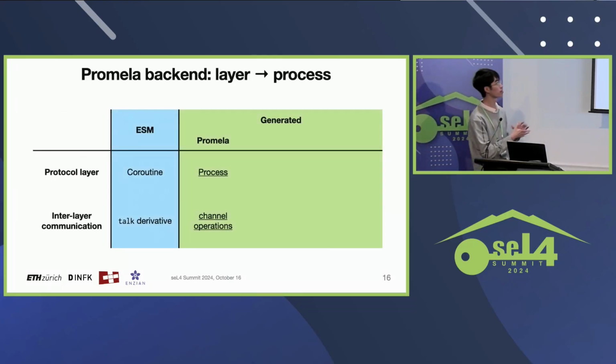Before I dive into the C backend, we can start filling this table as a quick summary. Layers are specified as coroutines in ESM, which map to processes in Promela. Interlayer communications, which are talk derivatives in ESM, map to channel operations in Promela. When we actually generate driver code, we want a conceptually equivalent implementation like this, so that the property we get is transferable to the actual driver code.